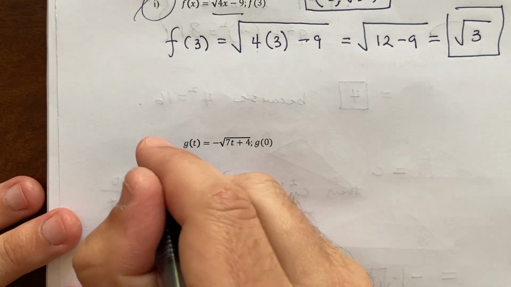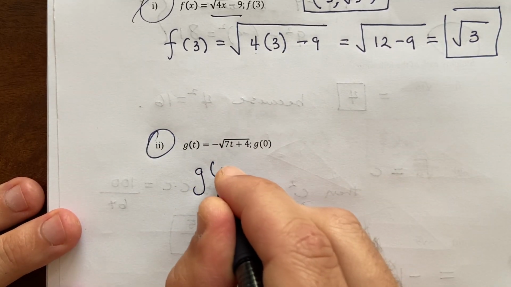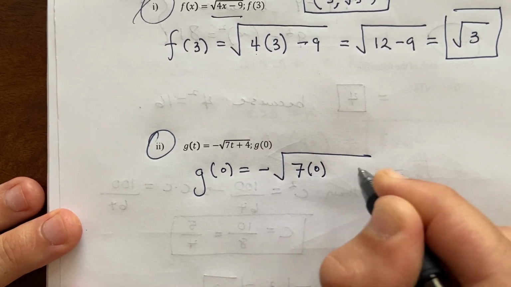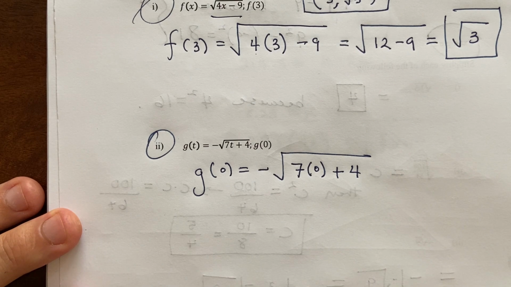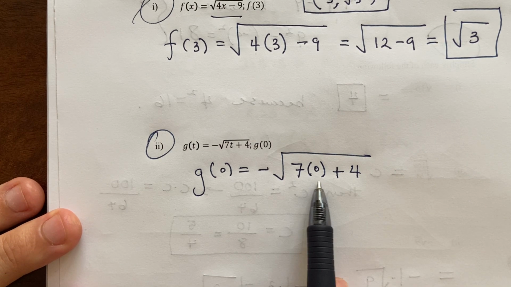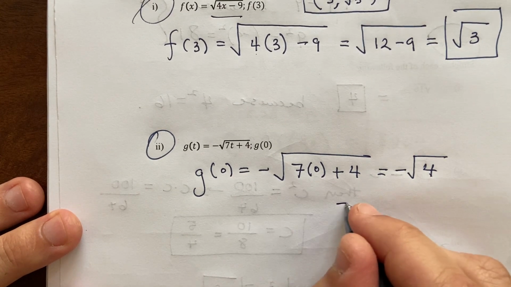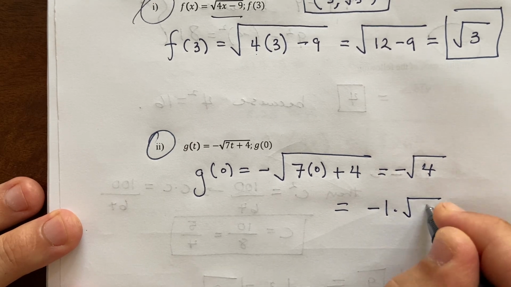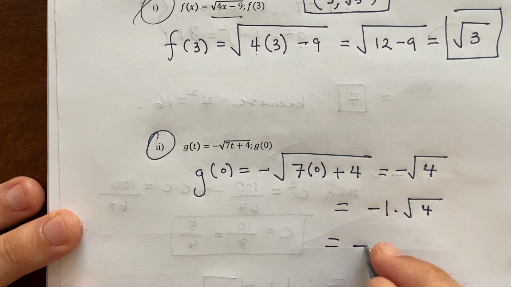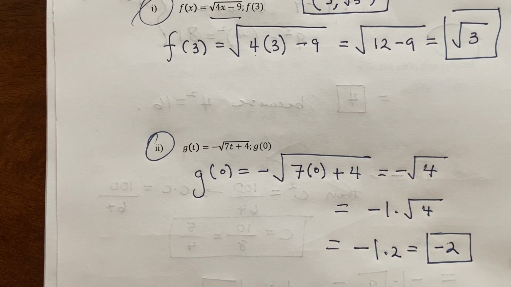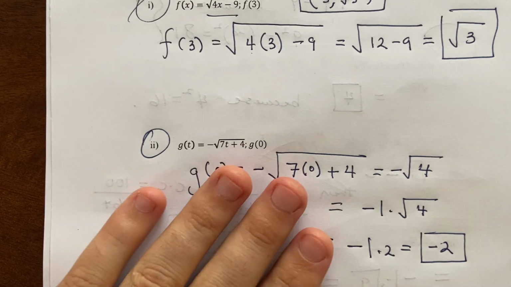Let's try another one. So g of 0, in this case, minus root 7 times 0 plus 4. 7 times 0 is 0, plus 4 is 4. So I have negative square root of 4. In other words, I have essentially negative 1 times square root of 4. So negative 1 times 2, in other words, negative 2.